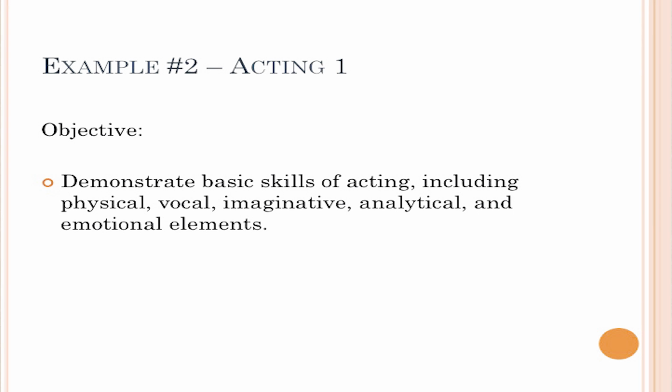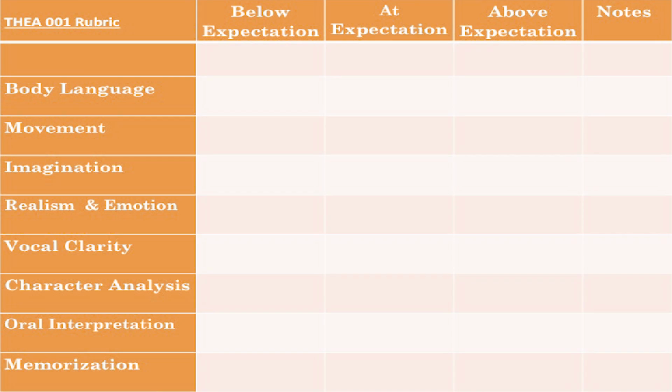Now for our example number 2 is from a favorite of mine, an acting class. The SLO for this is students will demonstrate basic skills of acting, including physical, vocal, imaginative, analytical, and emotional elements. This is resolved fairly easily by a simple rubric. All I do when I'm grading my students is I evaluate their body language, their movement, their imagination, their realism and emotion, and all the other categories, and I rate them whether or not they were below expectation, at expectation, or if they exceeded expectation.